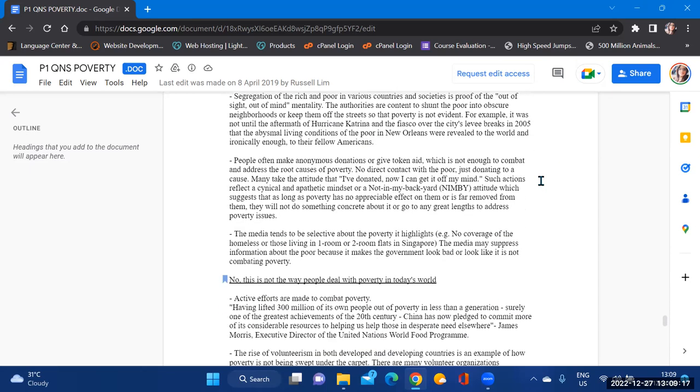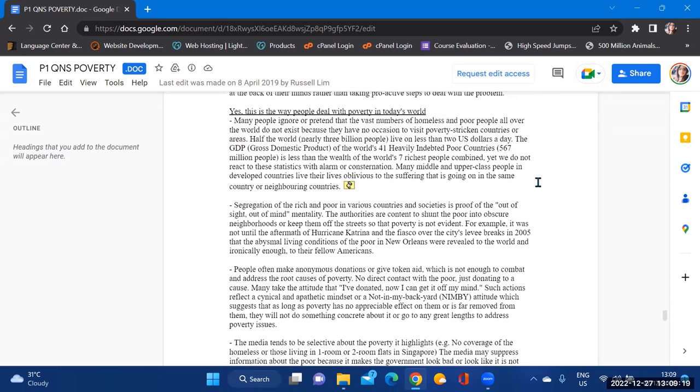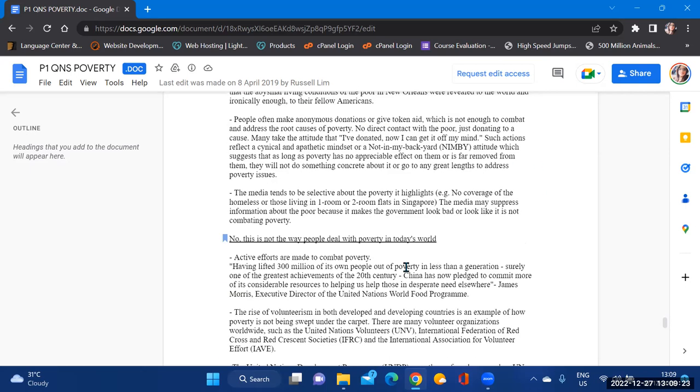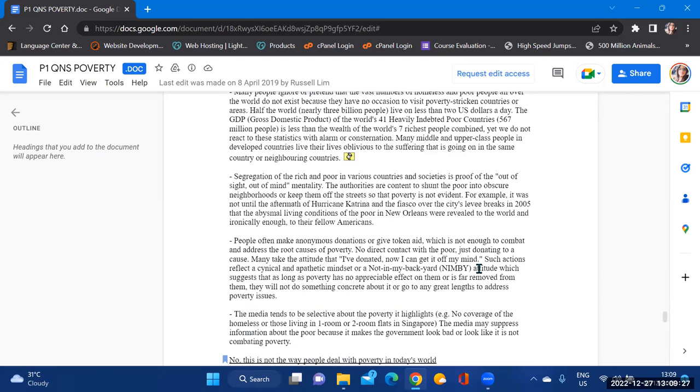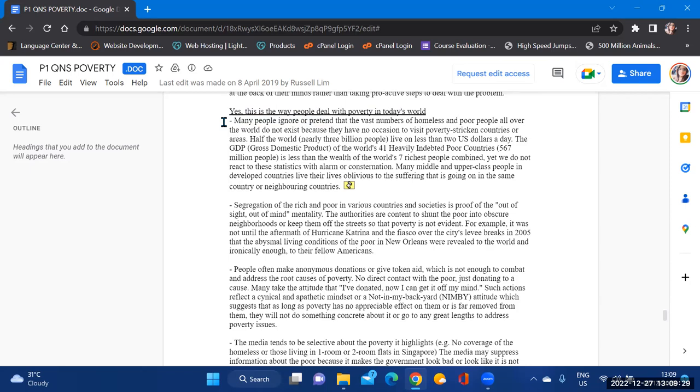So there are two opposite points of view that one could take. Yes, this is the way people deal with poverty in today's world, whereas no, this is not the way people deal with poverty in today's world. Let's see. Many people ignore, pretend that the vast numbers of homeless and poor people all around the world do not exist because they have no occasion to visit poverty-stricken countries or areas.